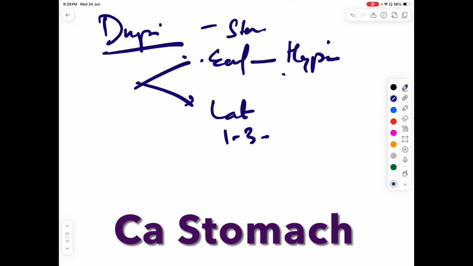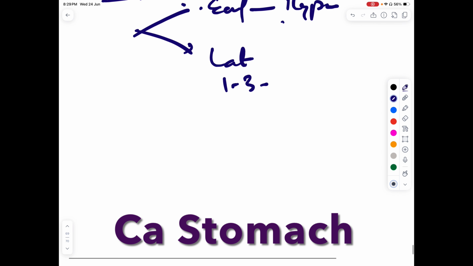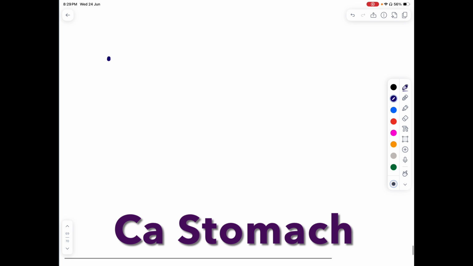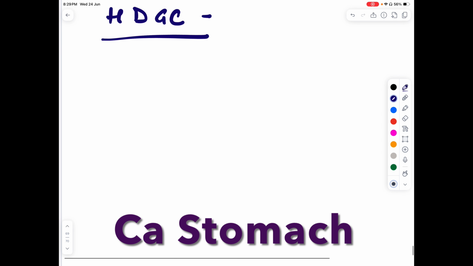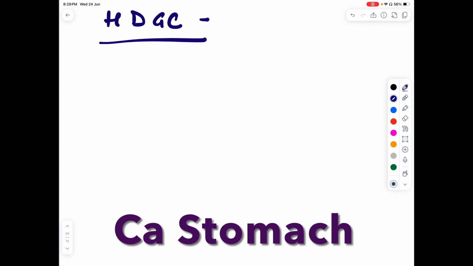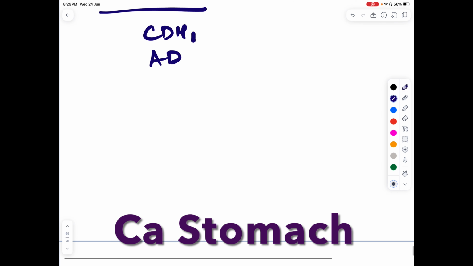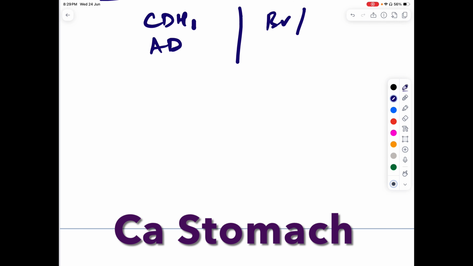What is the name of the gene? The name of the syndrome is hereditary diffuse gastric cancer. So the gene mutation is CDH1, inheritance autosomal dominant. If you have the mutation in the genotype, cancer may be associated with hereditary diffuse gastric cancer, colon cancer, lobular carcinoma of the breast and prostate. Breast, prostate, colon are also affected.